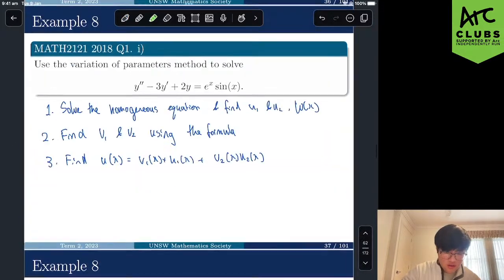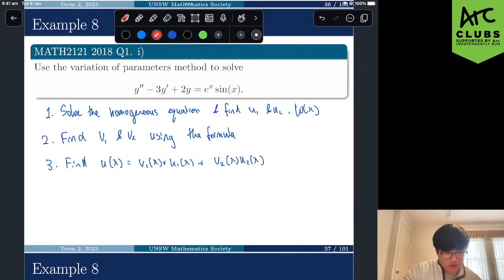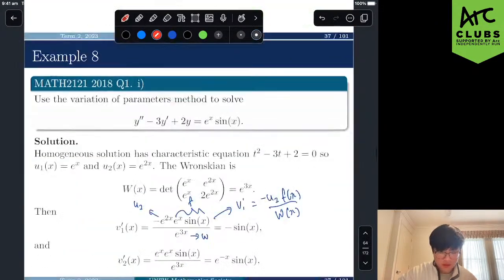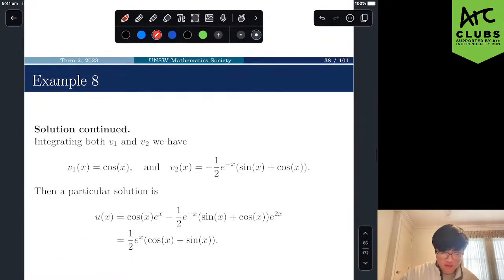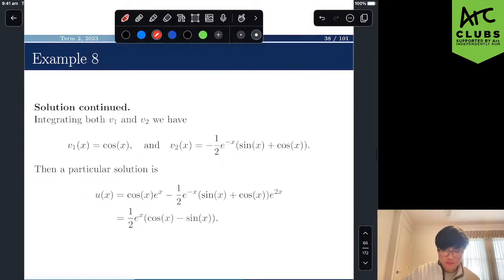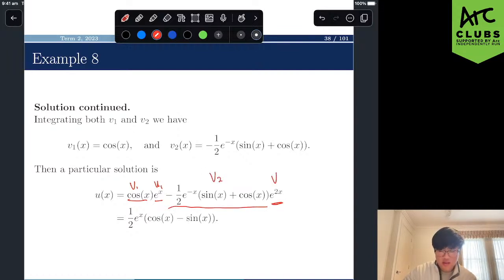So far, we found this, which is kind of the hard part. Step 3 is all we need to do, which is to combine it to find the actual formula. So if we combine it, we can find a particular solution, where this is V1, this here is U1, this here is V2, and this here is U2. And then you'll get the final solution there.